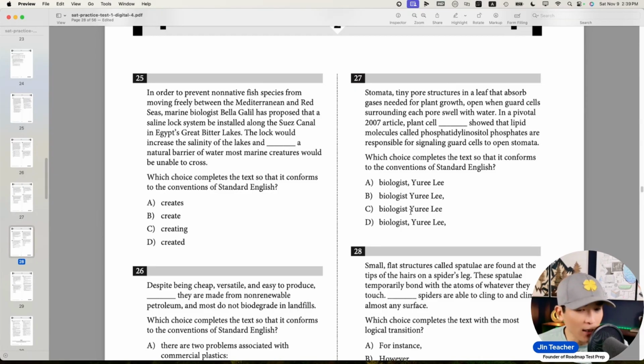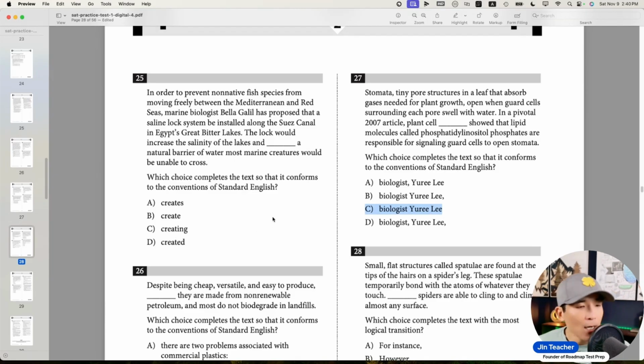Okay, so guys, which one is the correct answer here? So plant cell biologist, can there be only one plant cell biologist or can there be more than one plant cell biologist? Right. There can be several plant cell biologists. Plant cell biologists can refer to more than one person, right? So because it can refer to more than one, right, we know that Yuri Lee is essential, which is why C is the correct answer for this question.